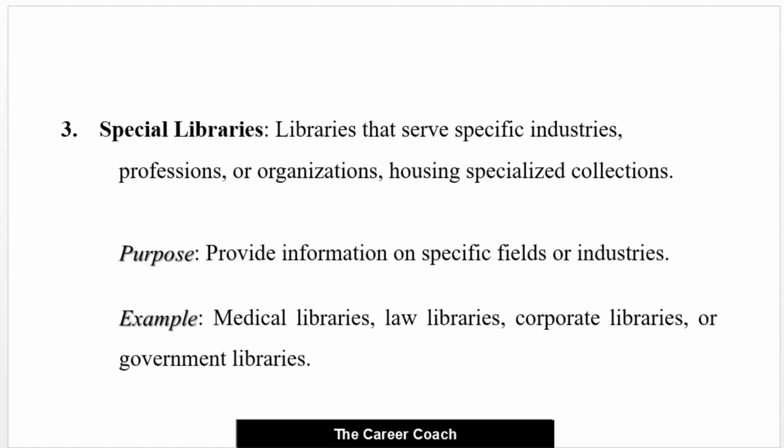Then special libraries serve specific industries, professions, or organizations, housing specialized collections. And what's the purpose of these special libraries? Provide information on specific fields or industries. Example, we have medical libraries, law libraries, corporate libraries, or government libraries.